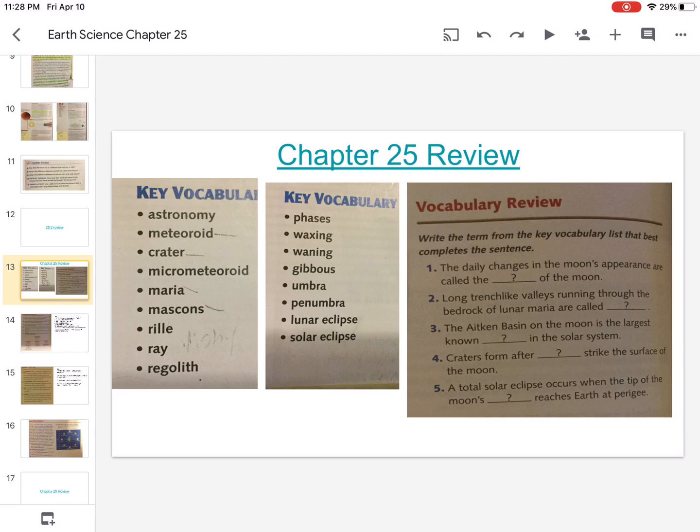And then number 5, a total solar eclipse occurs when the tip of the moon's blank reaches Earth at perigee. Remember we were looking at that. That was one of the questions about total solar eclipse, and that is on page 565.